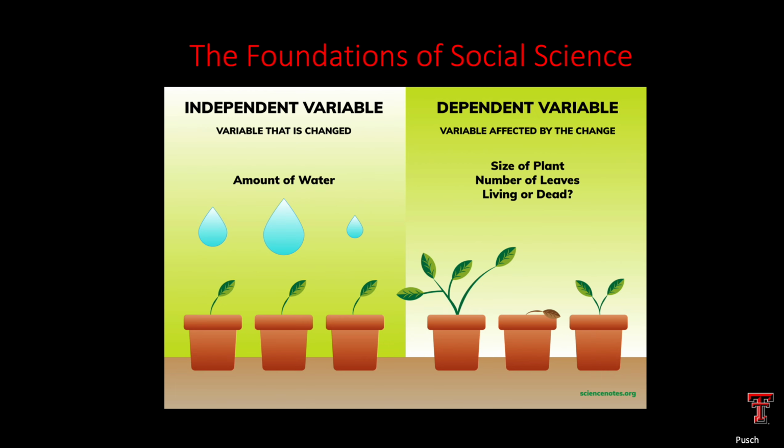Your dependent variable is going to be the variable affected by the change. So the size: are plants that get more water bigger? Do they have a greater number of leaves? If you give one plant water and withhold water from another, does one of the plants die? So again, the independent variable is the amount of water that we're giving the plants, and the outcomes are the size, the number of leaves, and whether they are living or dead.